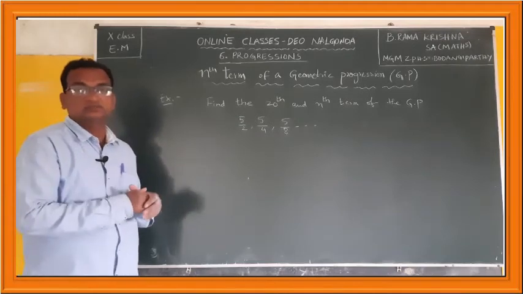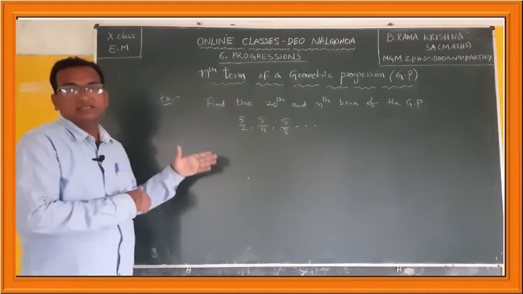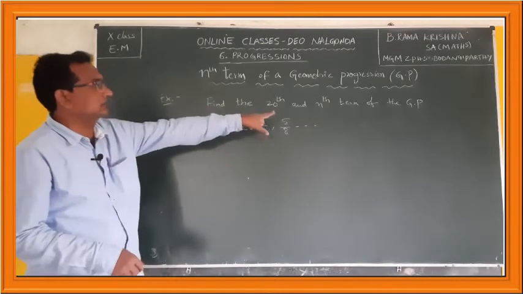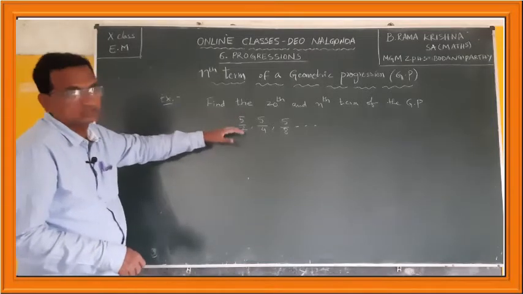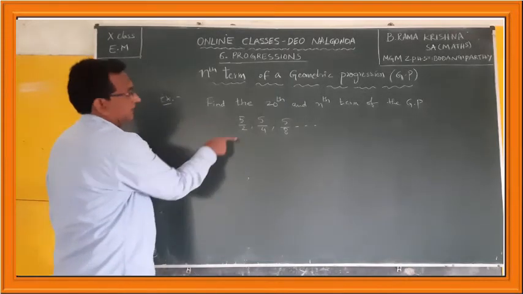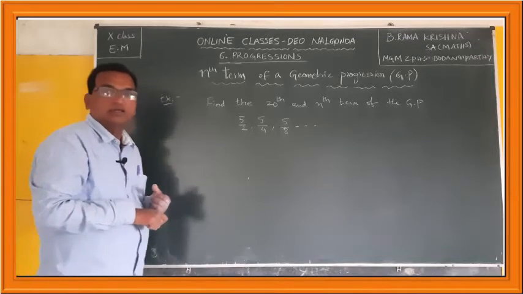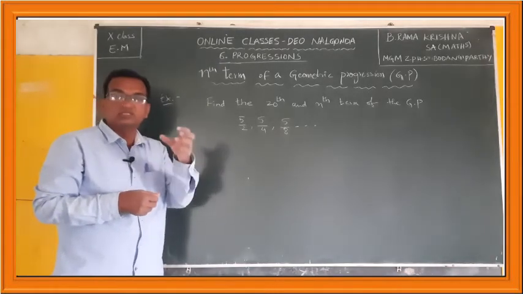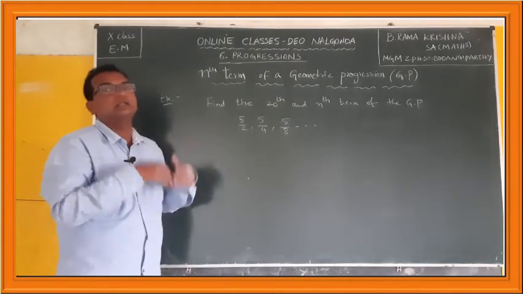Even though it is given in the examples, I want to go through this. You will understand better and you can do the exercise problems on your own. So find the 20th term and nth term of the GP. GP is nothing but geometric progression, a list of numbers following a certain rule. So how to find the 20th term? For finding any term of a geometric progression, you require the first term and the common ratio. If you obtain both, a and r, you can write any term or any number of terms.